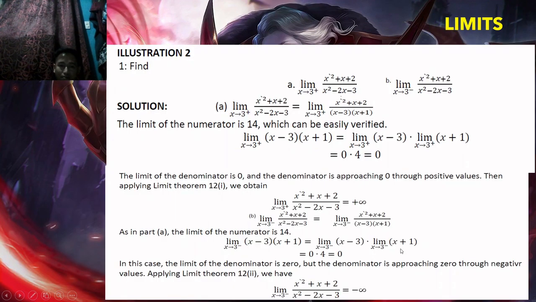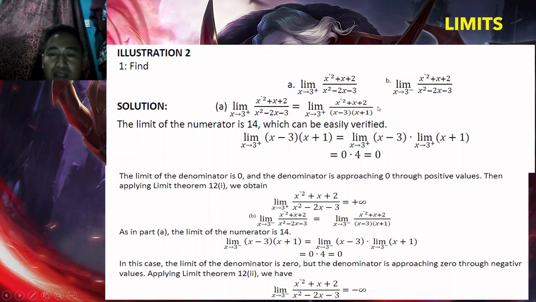Okay, next, class. Illustration 2. This one is a bit harder. The limit of (x squared plus x plus 2) over (x squared minus 2x minus 3) as x approaches 3 from the right, and as x approaches 3 from the left. Solution. They are the same, just from the right and from the left.